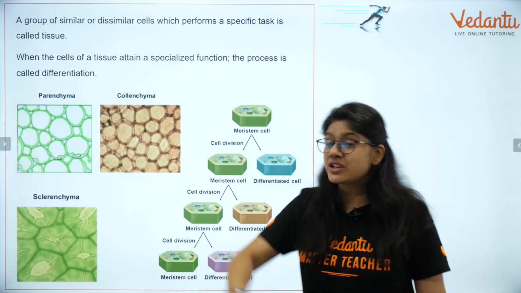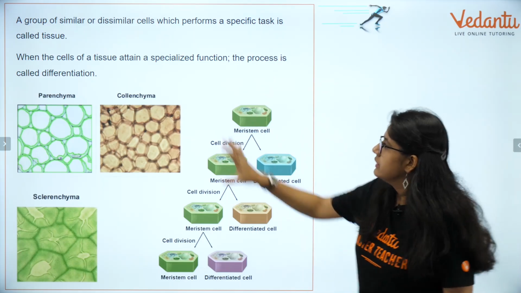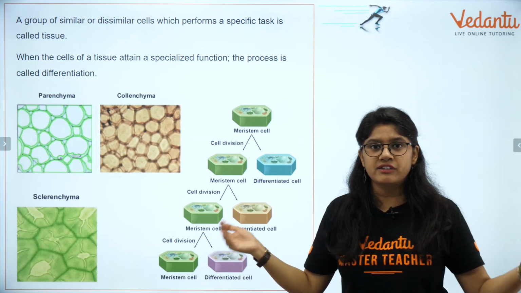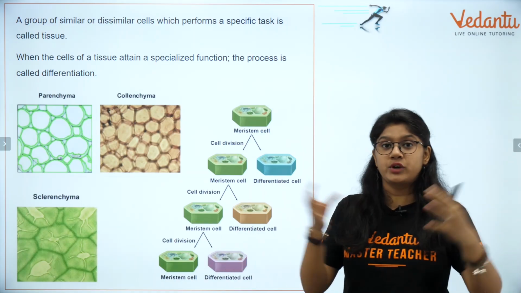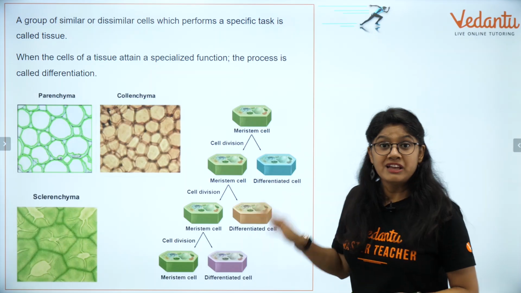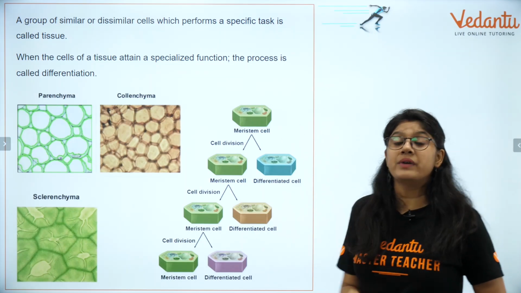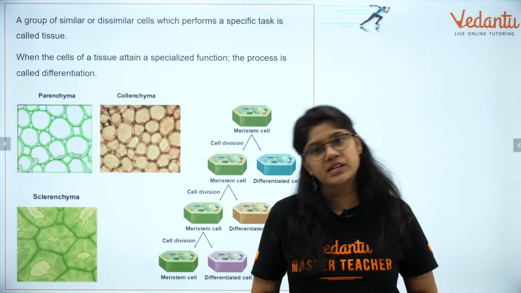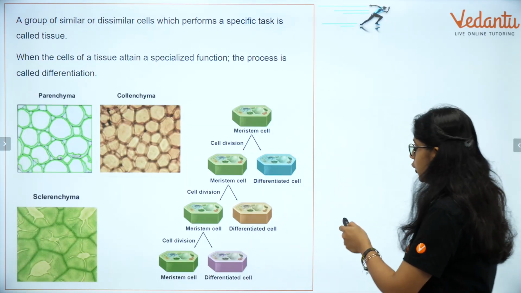Okay, clear? So let's just repeat this again. These are the tissues, simple tissues. Different types of cells or dissimilar cells come together and form the tissues. What is differentiation? When cells start performing a specialized function, that is called differentiation. Okay, I hope you got it.